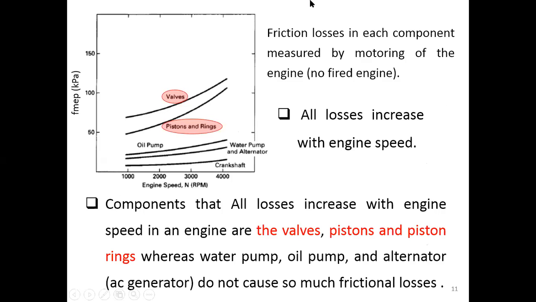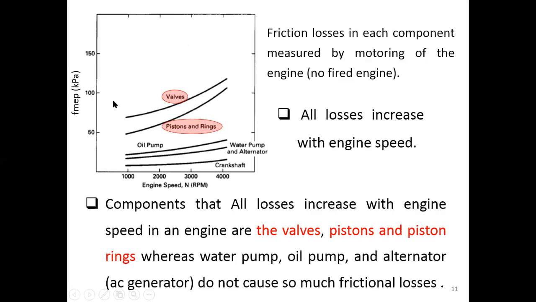This graph shows you the friction losses in each component, measured by motoring the engine. Motoring the engine means no firing. We run the engine by using the electric motor, and we calculate the friction loss.